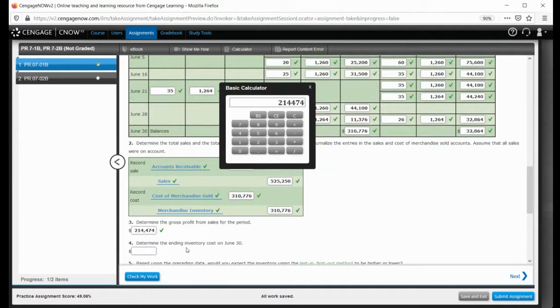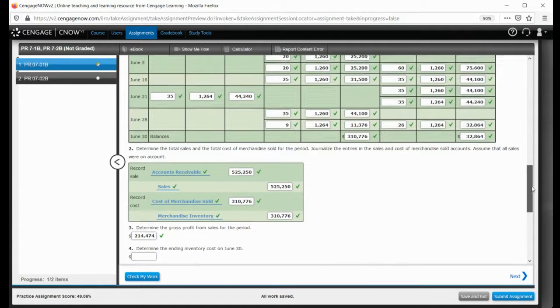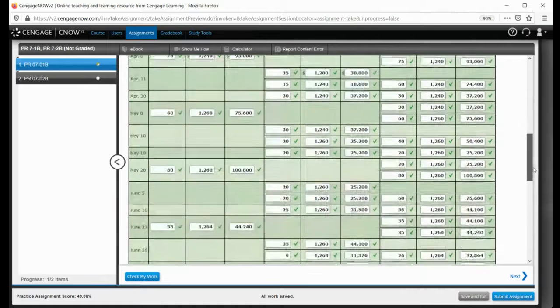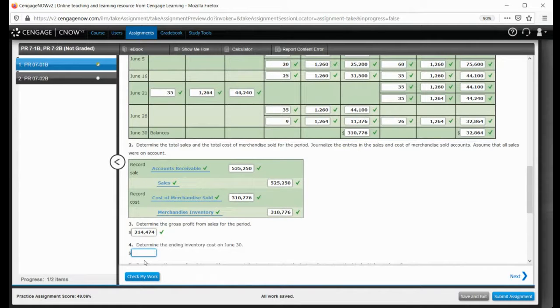On the fourth part, they want you to determine the ending inventory cost on June 30th. So on June 30th, our balance in the ending inventory, remember this is the ending inventory column, the last amount that you recorded there, 32,864, is the ending inventory amount. Again, it comes right off your cost card. It's the last amount that you figured.